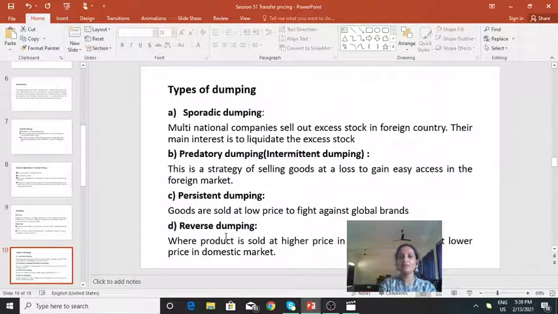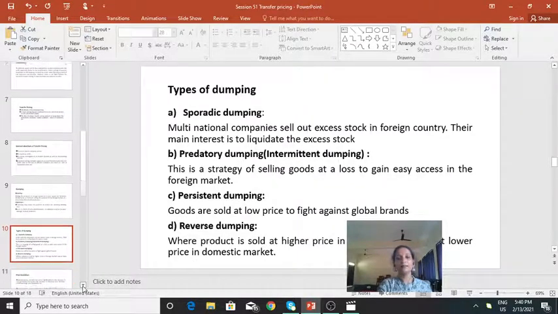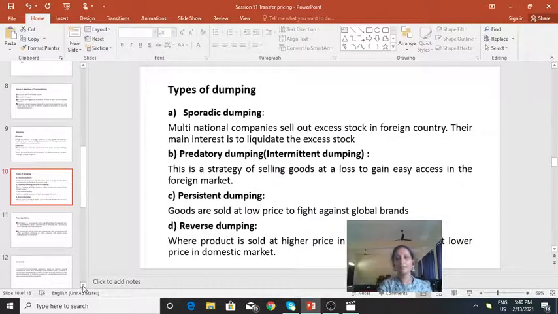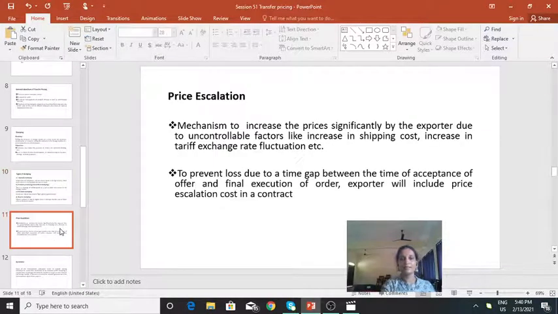Then the next one is reverse dumping. This is a kind of not okay situation, because here the exporter sells the product at a higher price in the foreign market and at a lower price in the domestic market. There is a price discrimination, beneficial for the home country but not for the foreign country. So that is reverse dumping.